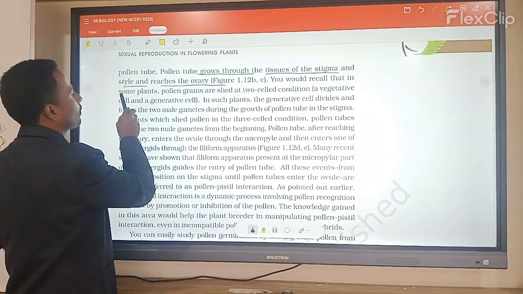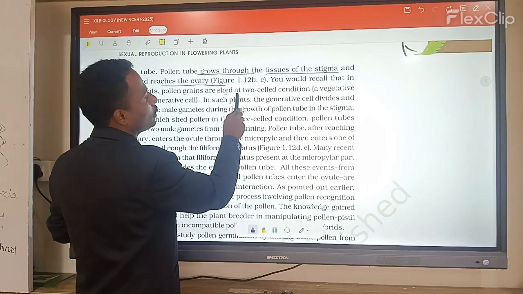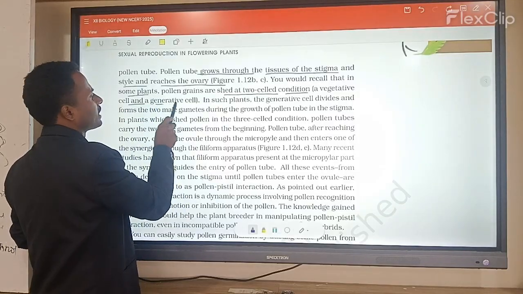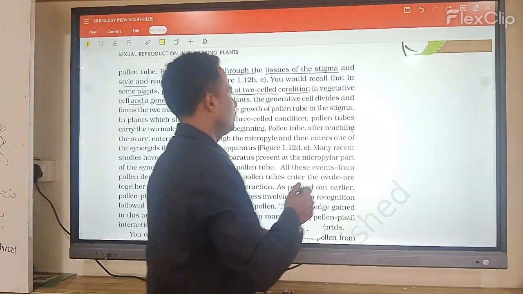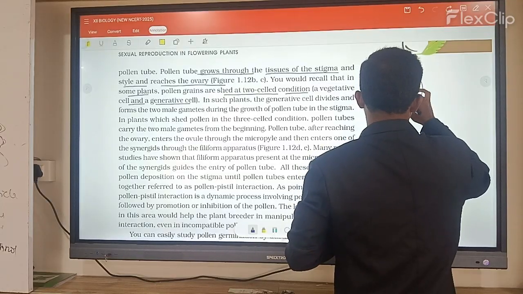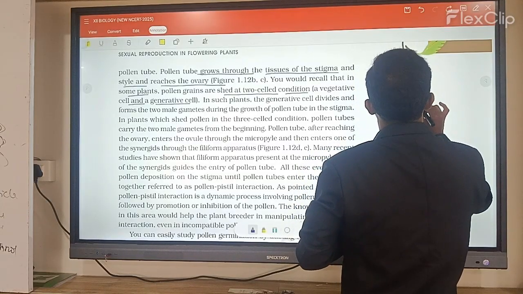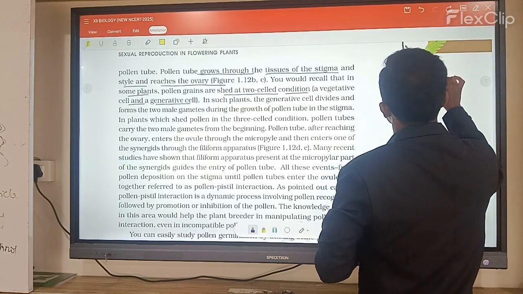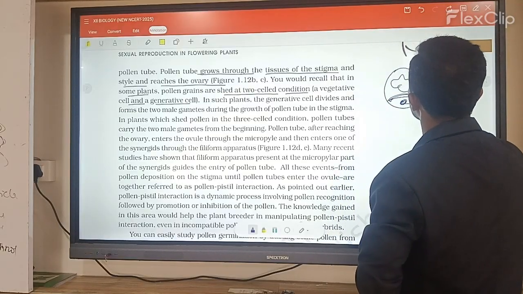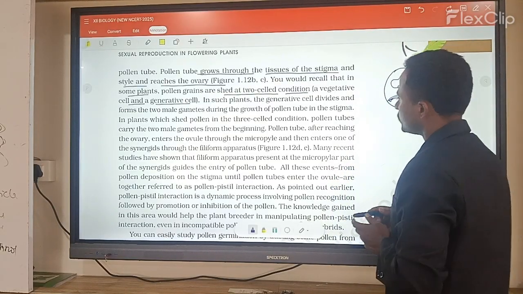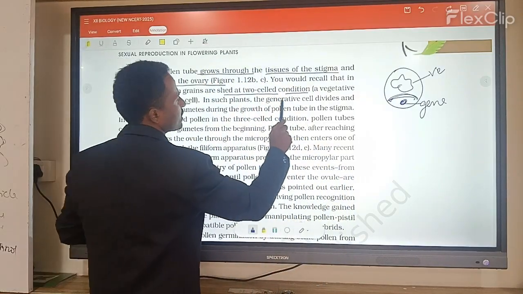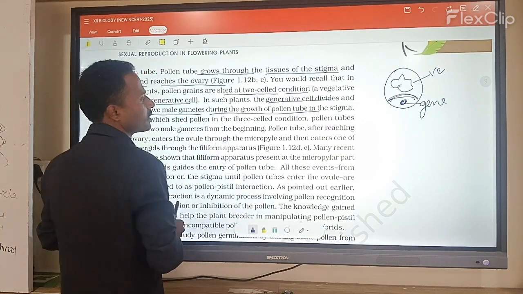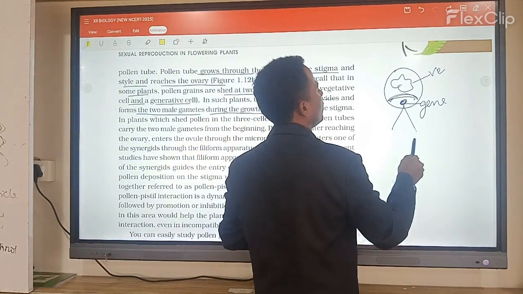You will recall that in some plants the pollen grains are in a two-celled condition: one is the vegetative cell and the second is the generative cell. In such plants, the generative cell divides to form two male gametes during the growth of the pollen tube.